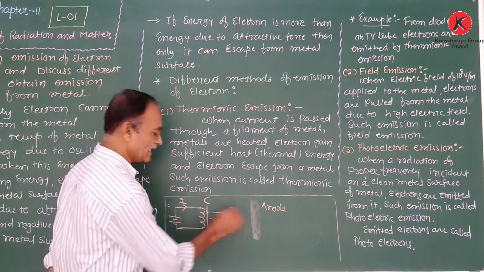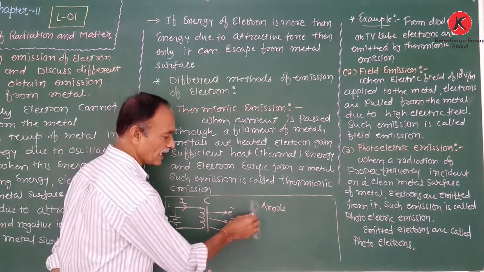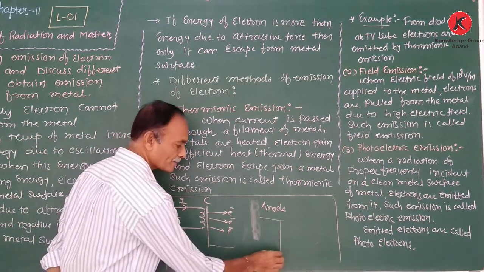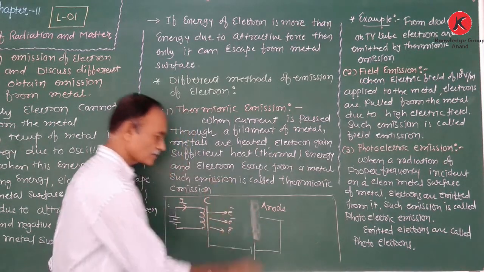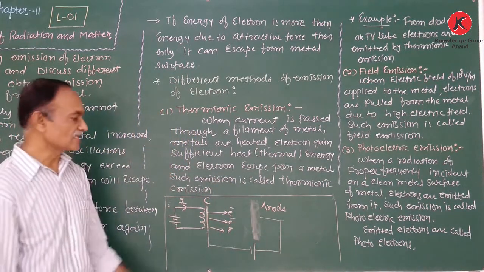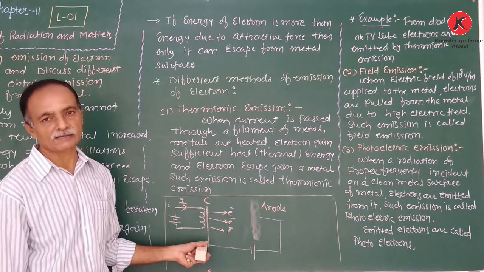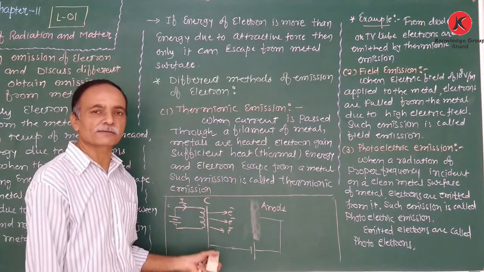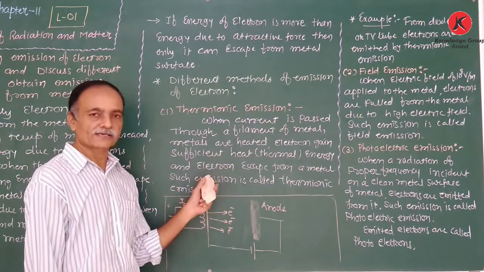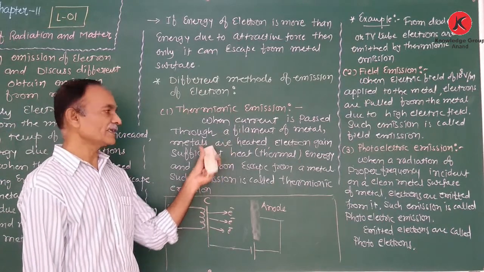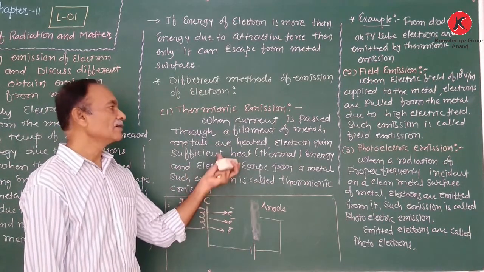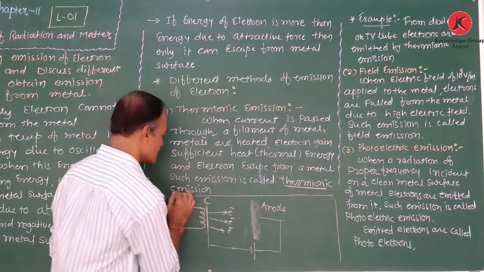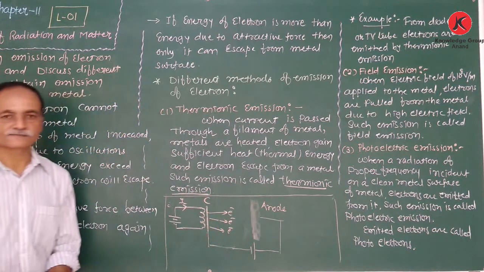So the electrons emitted by the metallic plate or the cathode are collected by the anode, and as a result the current passes through the plate. This phenomenon is known as thermionic emission. Here the electron is emitted due to the current passing through the filament or hitting the conducting material. The electrons emitted as a result are known as thermionic electrons, and this process is known as thermionic emission.